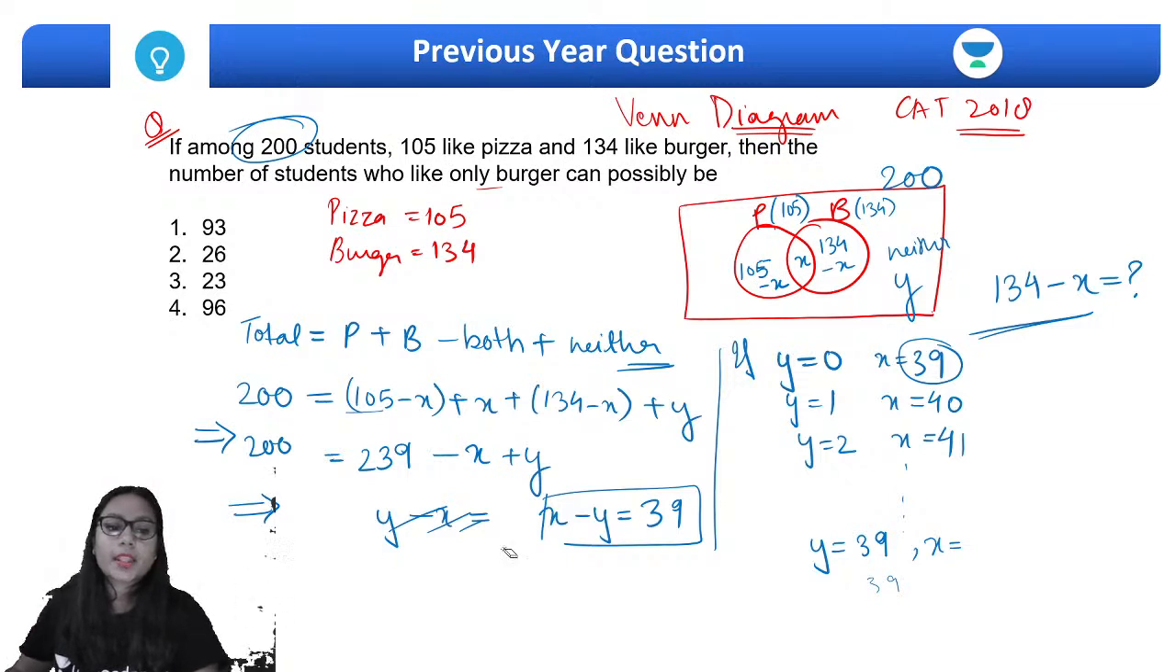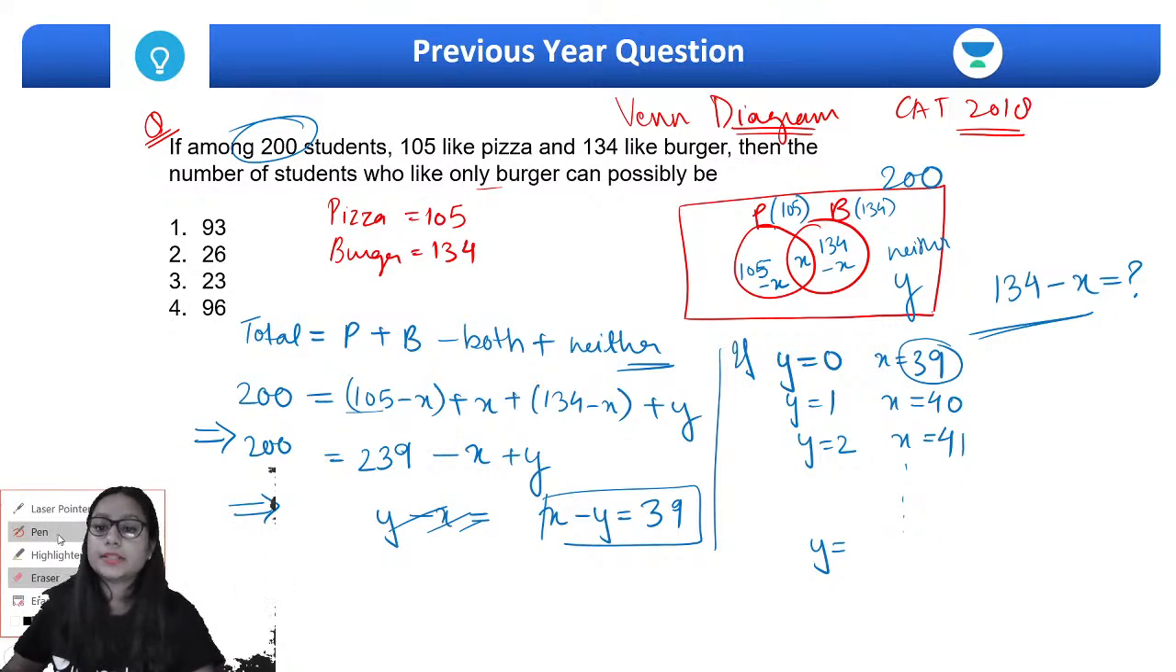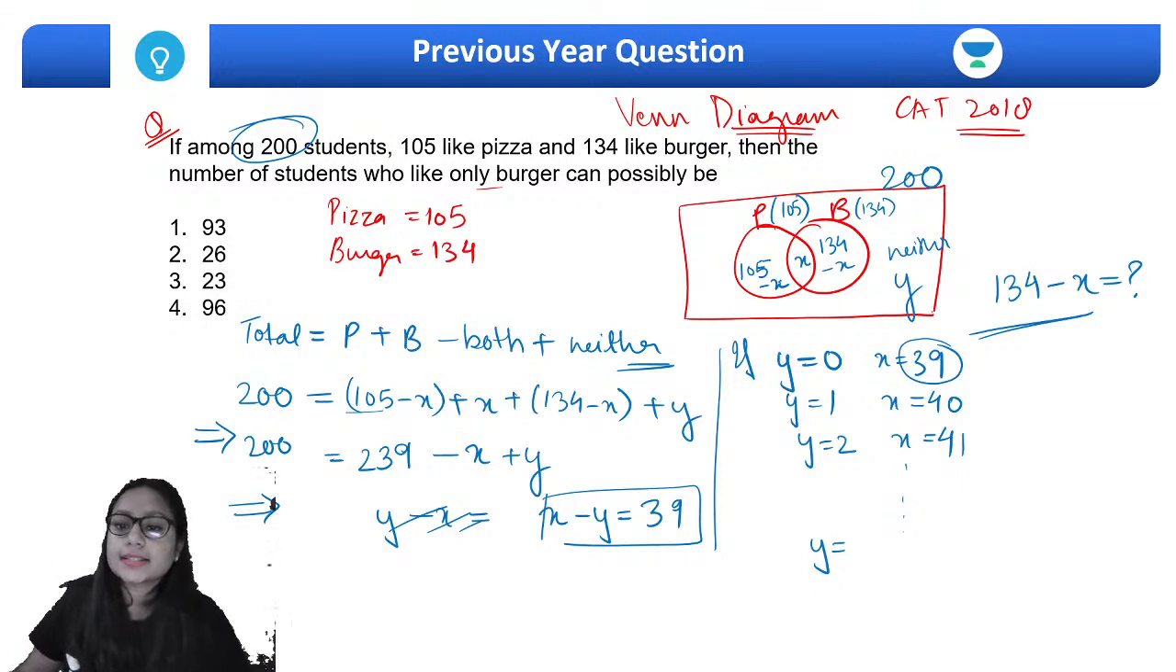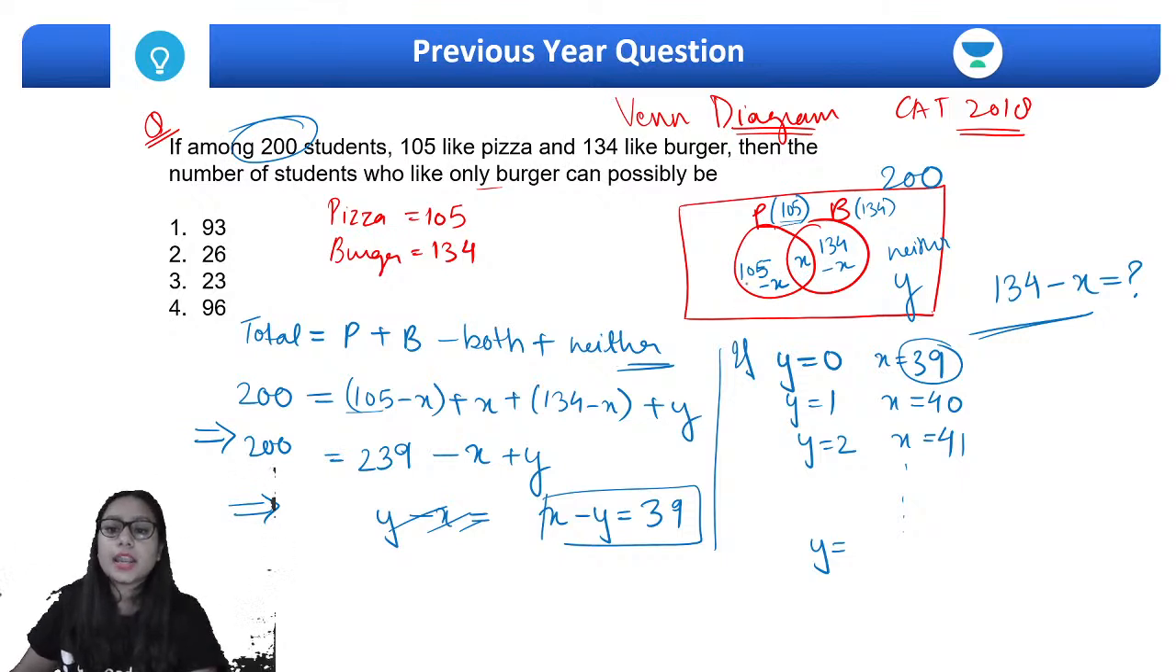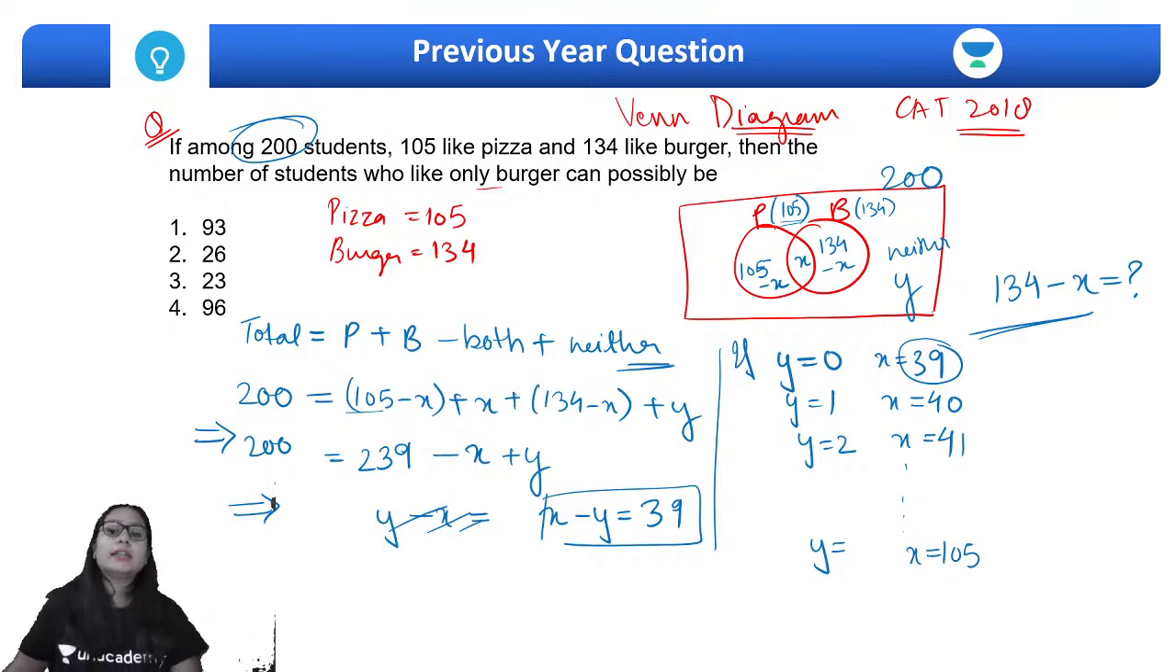See, we know that X is the number of people who like both burger and pizza, right? So X is existing here, hence the value of X has to be less than 105, right? So the upper limit for the value of X is 105. So the minimum value of X can be 39 and the maximum value of X could be 105.